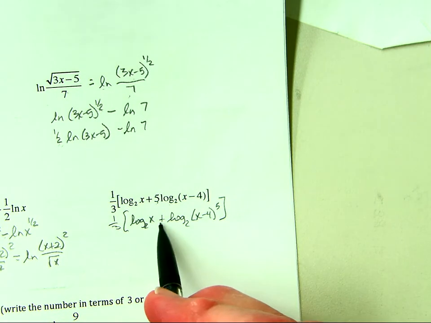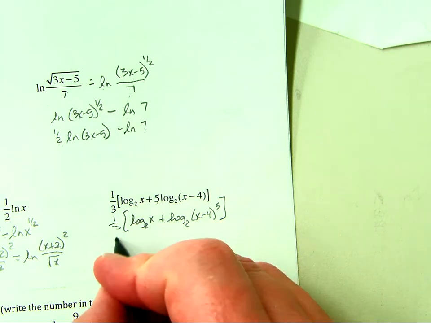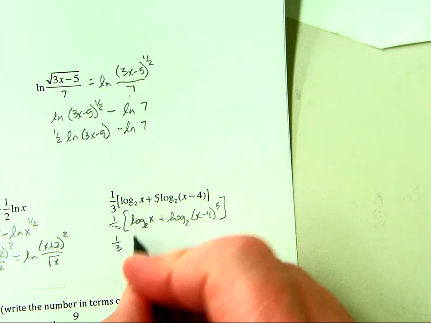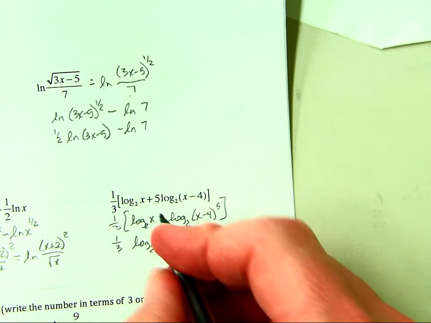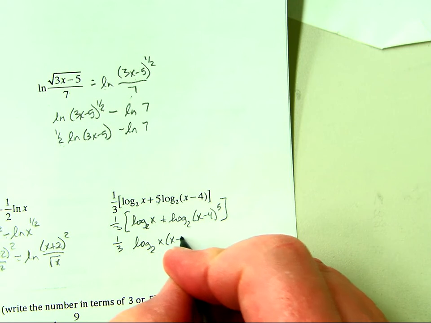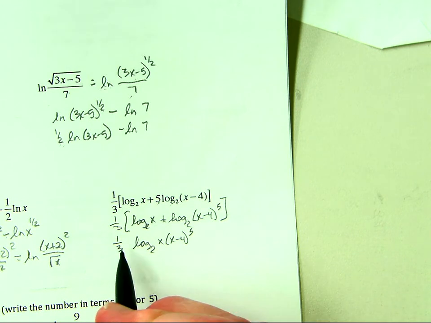Now, still inside those parentheses, we have a plus. So we're adding these 2 logs together. So let's leave the 1/3. If we combine those two, if it's add, if you combine, you multiply, so that'll be x times x minus 4 to the 5th. Well, now we still have a 1/3 in front. Let's put that back.